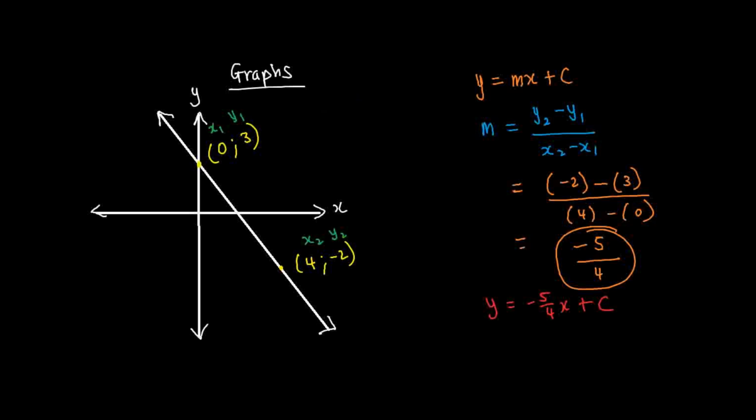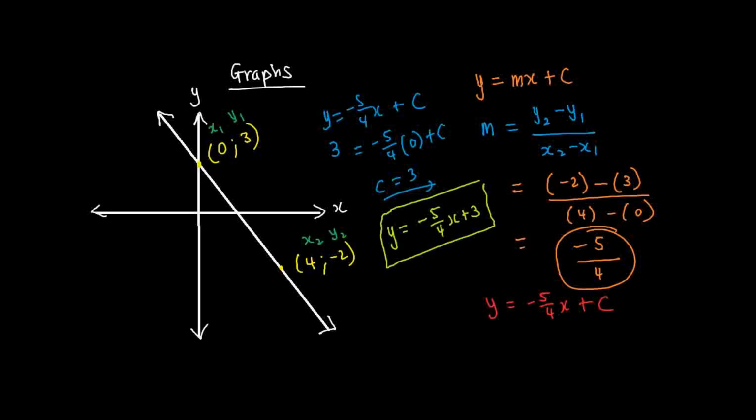Right, so let's say we have y is equal to negative 5 over 4x plus c. Right, let's use the coordinate 0 and 3. In the place of y, I'm going to substitute 3 is equal to negative 5 over 4 times 0 plus c. So c is equal to 3. So what is the equation of the straight line? The equation of the straight line is y is equal to negative 5 over 4x plus 3.